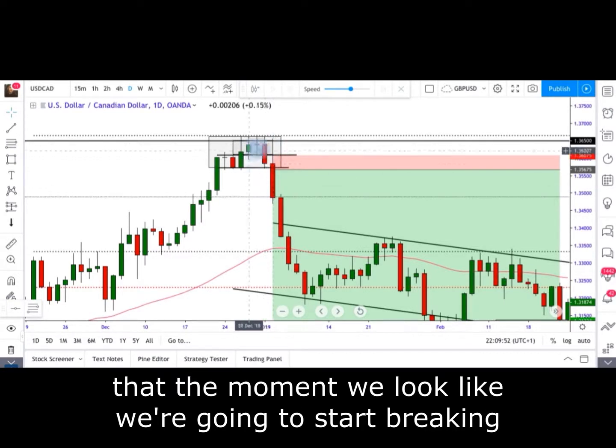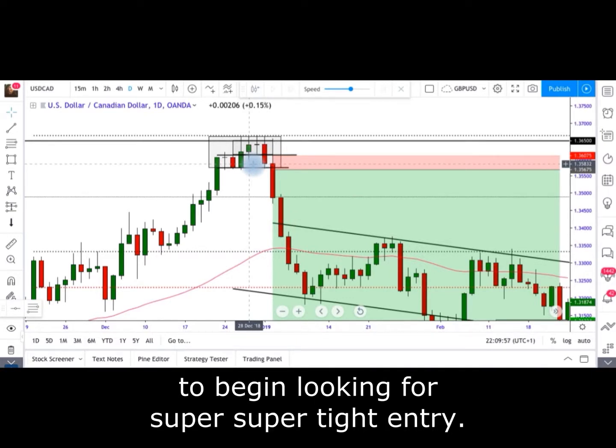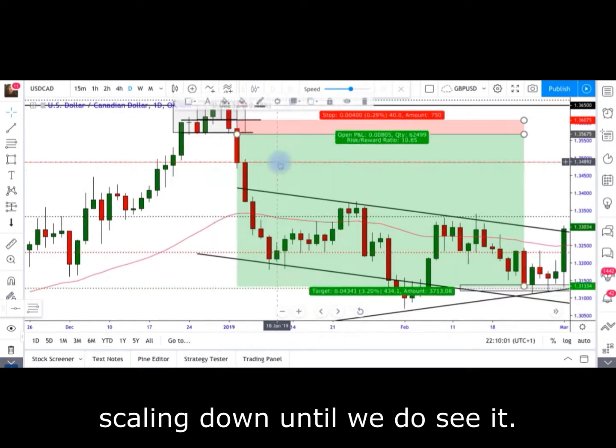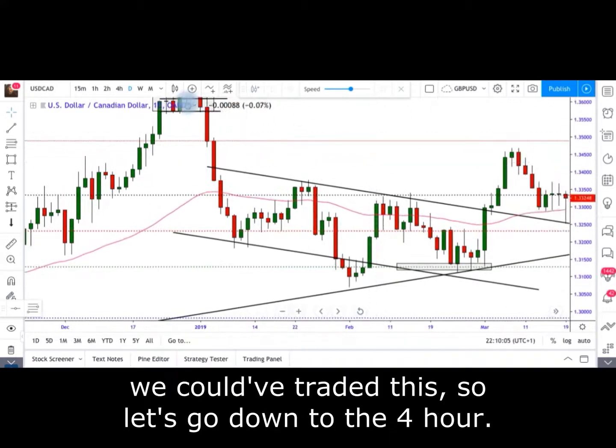At the moment we look like we're going to start breaking this range, we have to be on the smaller time frames to begin looking for a super tight entry. If we can't see it, we have to keep scaling down until we do see it. Now there are multiple other opportunities here. I'm just going to show you other ways we could have traded this.